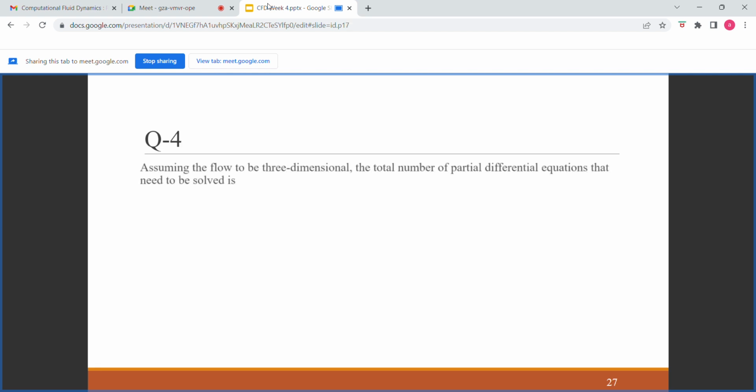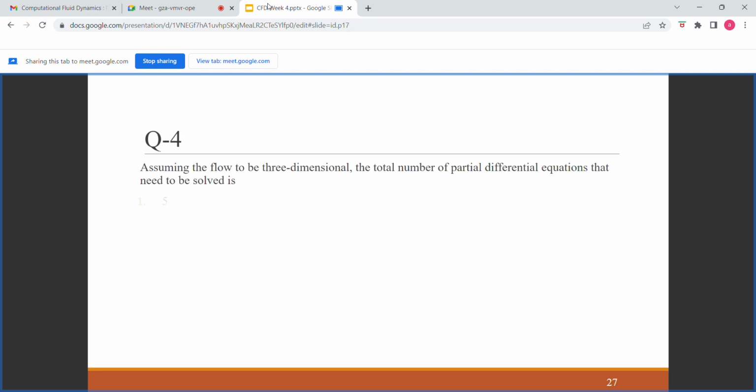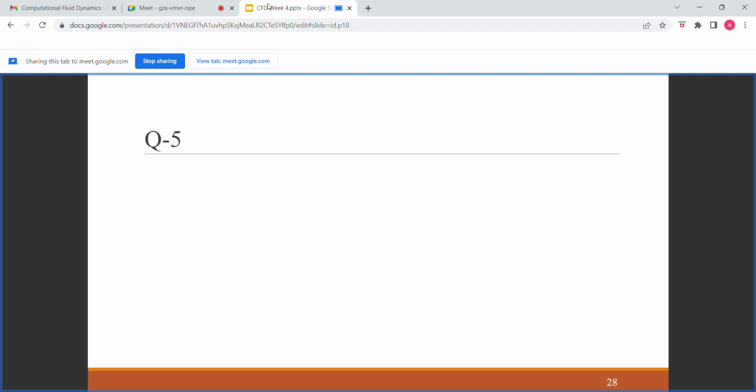So we'll move on to the next question. We have solved this question, where we saw that 8 equations would be present and we would have 8 unknowns. So we'll go to question 5, the last question from this session.